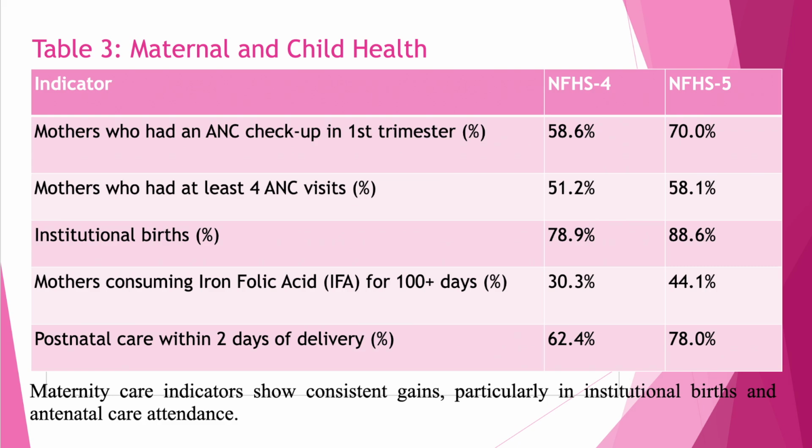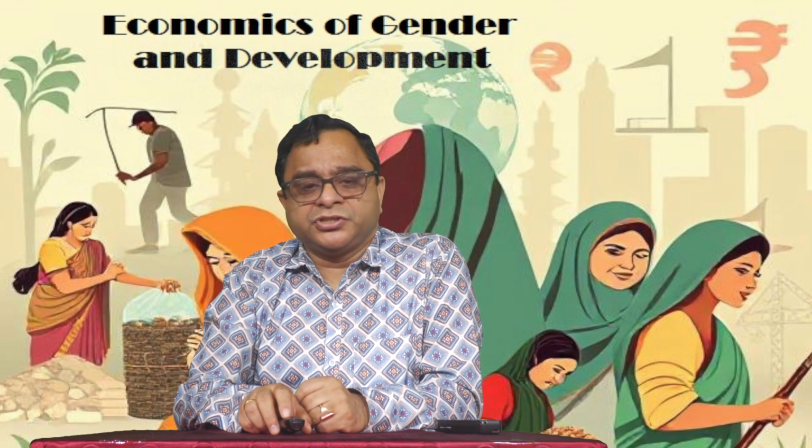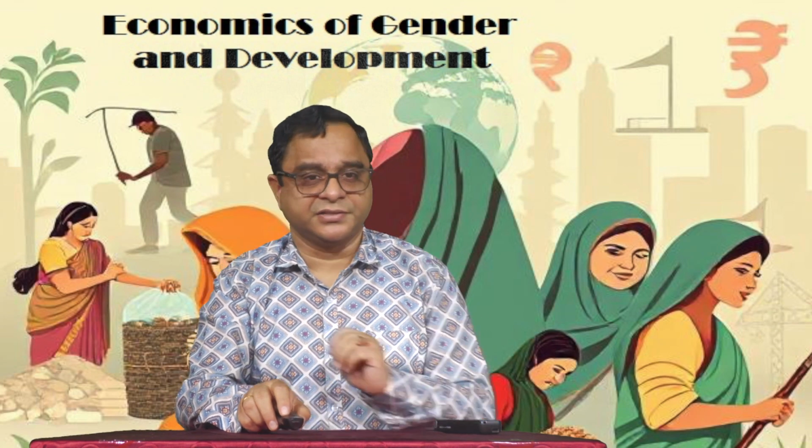Institutional births, we already indicated, has increased from 78.9 to 88.6%. And mothers consuming iron and folic acid (IFA) tablets for 100 days or more has increased from 30.3% to 44.1%. Similarly, postnatal care within 2 days of delivery also has increased from 62.4 to 78%. So we see that maternity care indicators show consistent gains, particularly in institutional births and antenatal care attendance.